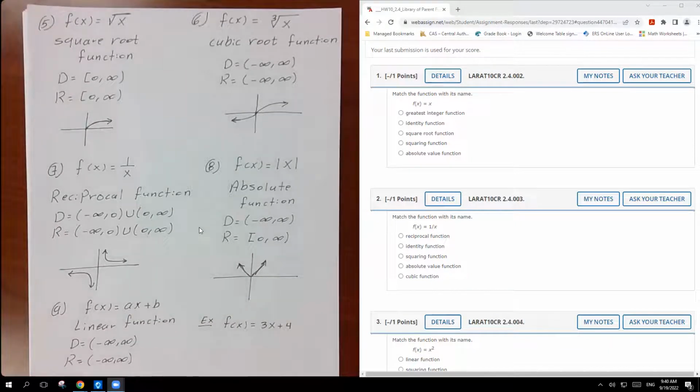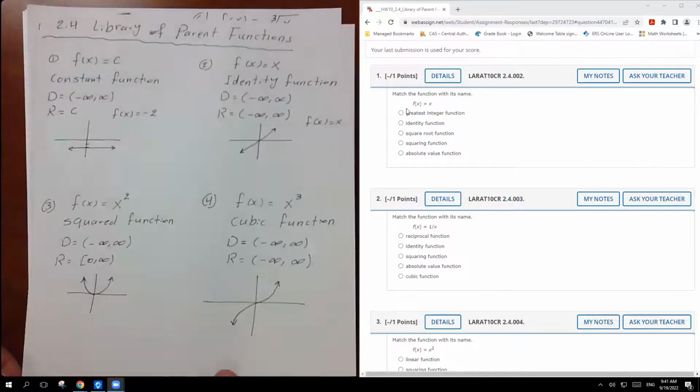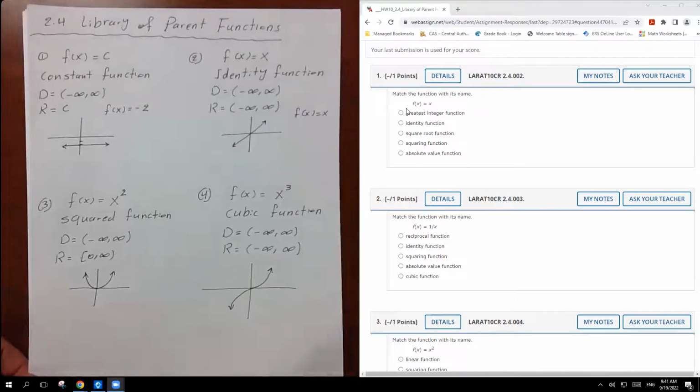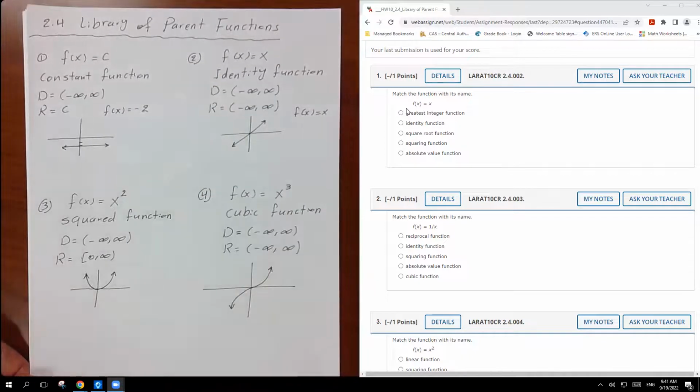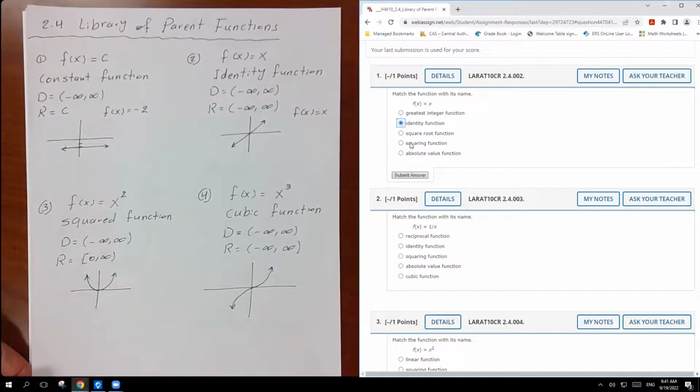So we have to know these functions and the graph and the name, the domain, the range for all these functions, which is 9 functions. If you look at the first question here, they ask you f of x equal x. This function is the second one. So it's going to be the identity function. So we're just going to choose the identity function.